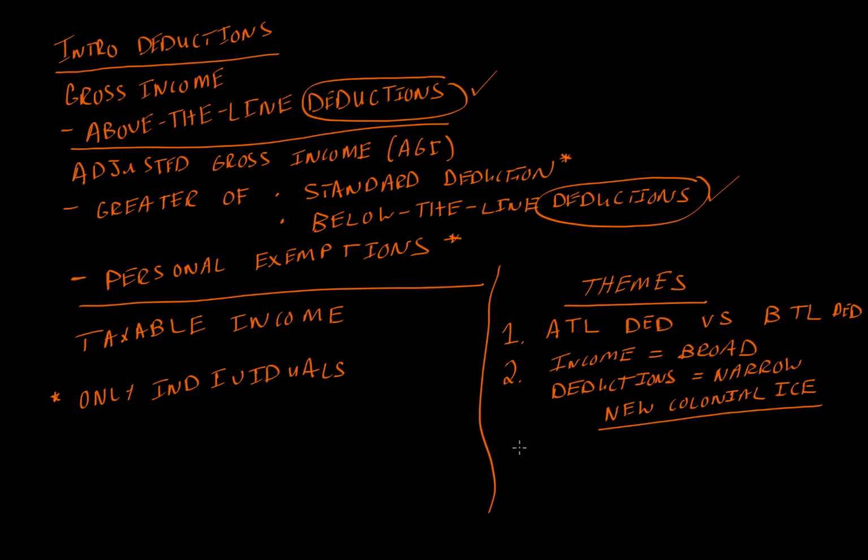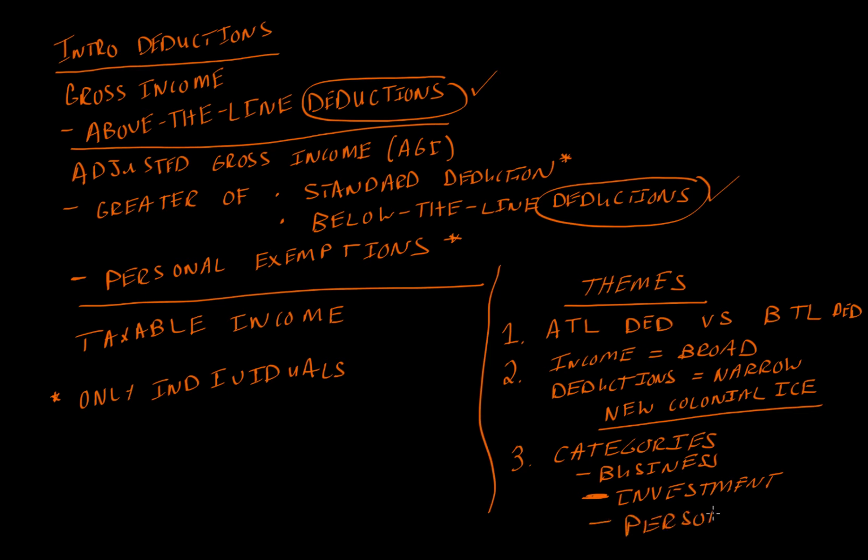So the next thing I want to consider, categories of income. This is very important. There are three categories of income and deductions. The first is business. Next is investment. And finally, the third and the last is personal.